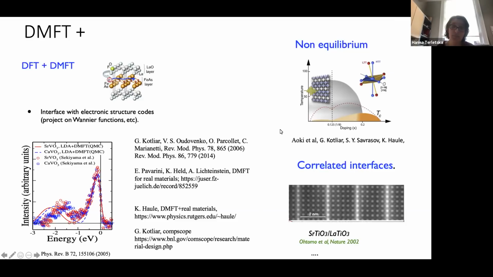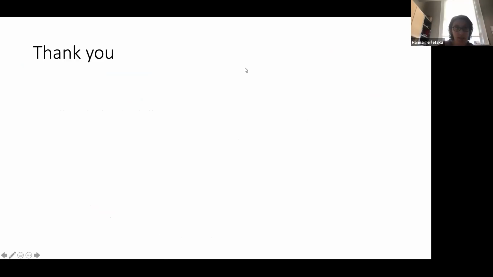Also, DMFT has been extended to non-equilibrium systems. So this is the reference here, and DMFT can be used for some heterostructures. I think Thomas is also exploring heterostructures and other much more complicated systems beyond the single-site, single-band Hubbard model. So with this, I finish. This is my small introduction of DMFT to you guys.